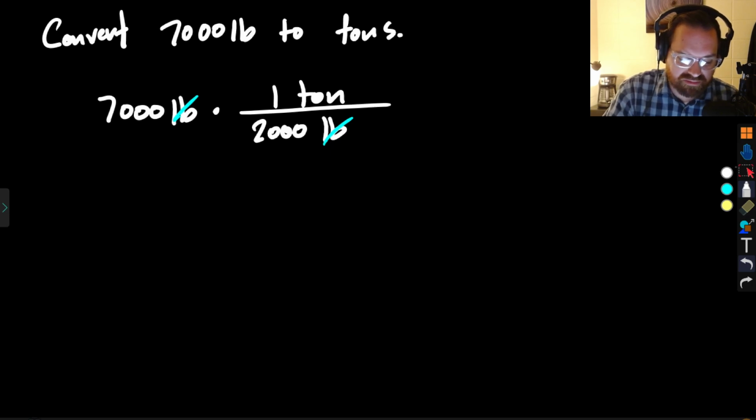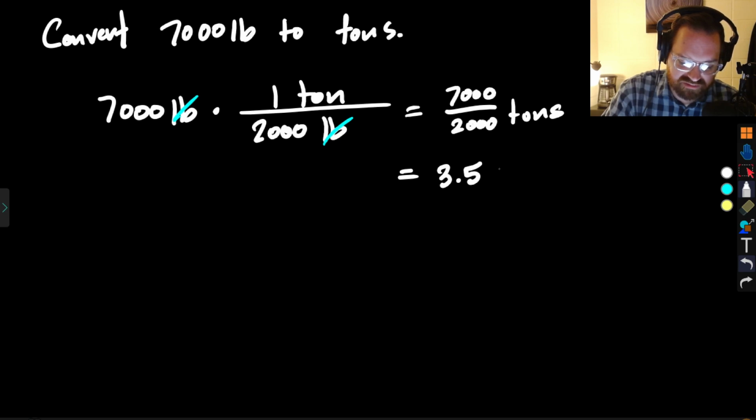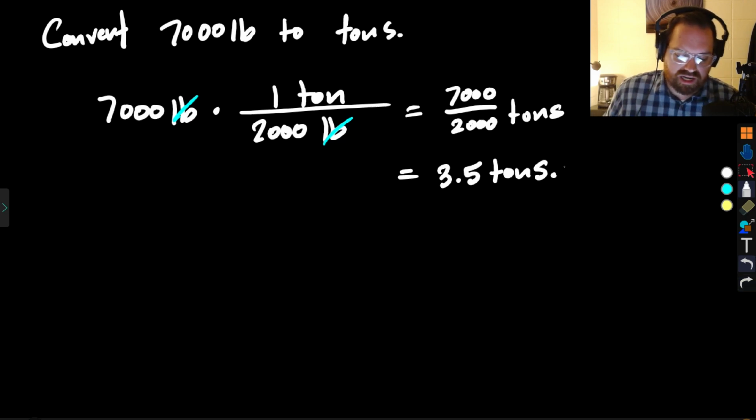So in this instance, I'm converting from pounds to tons. So I'm going to end up having 7,000 over 2,000. And you can go ahead. This is going to be in terms of tons. Okay. And that really is just going to be the same as 3.5. Okay. All right. Let's go ahead and do another one.